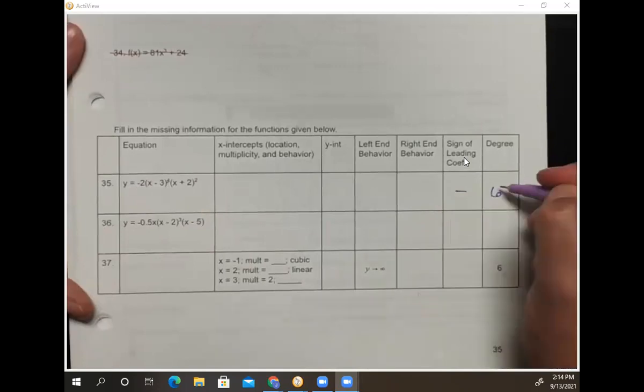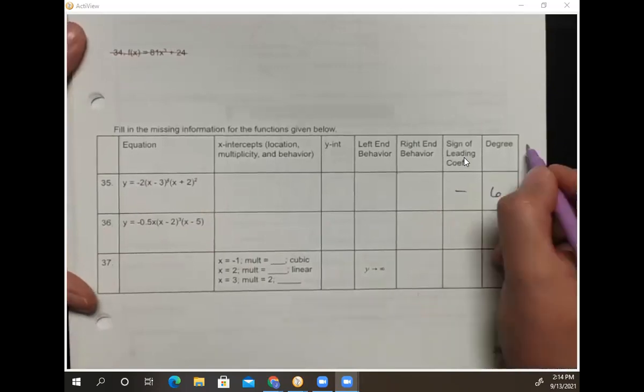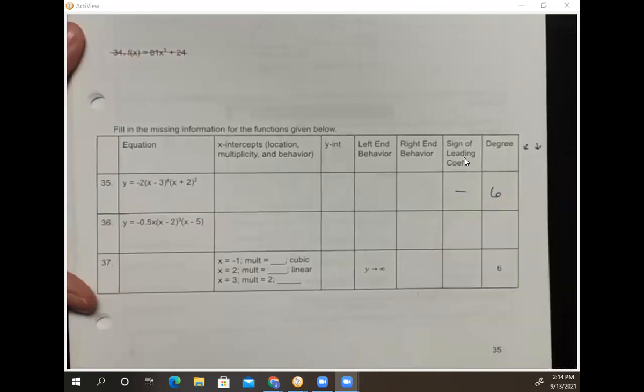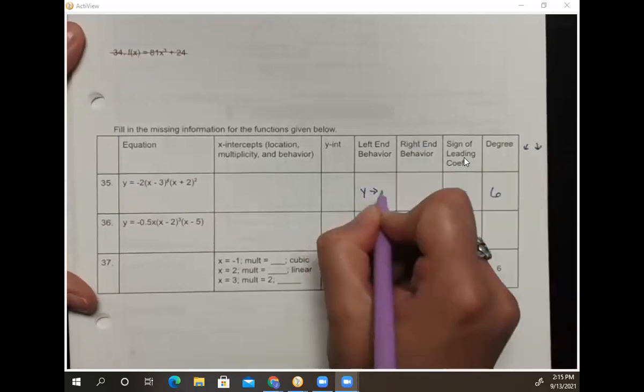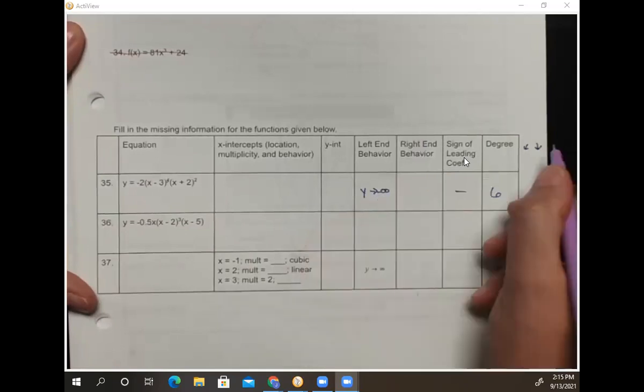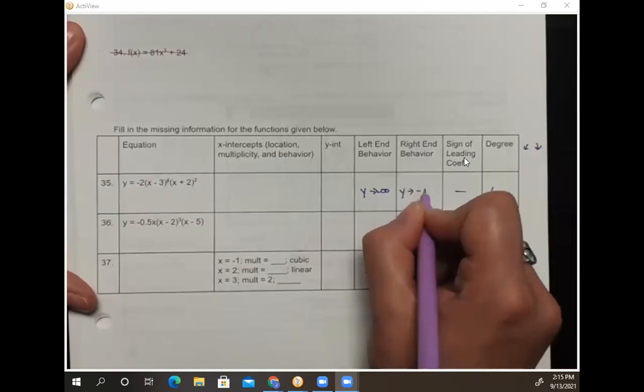Remember, when we have even degree, our ends go the same direction. When that lead coefficient is negative, that means both ends will go down. So I can also fill in my end behavior here. On the left side of our graph, my end will go down. So I'm going to say y goes to -infinity. On the right side of my graph, same thing. That end's going down, so y approaches -infinity.